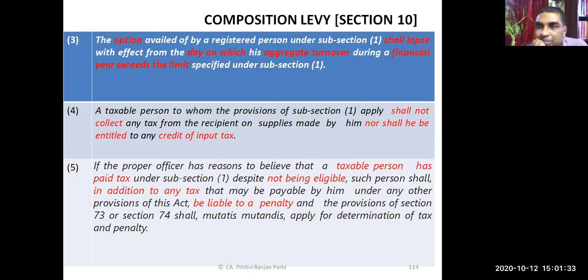If the proper officer, the department officer, has reason to believe that the taxable person has paid tax under the composition scheme even if he is not eligible, then he has to pay the proper tax. In addition, he may be liable to pay penalty also. Meaning, if the composition levy is not applicable to someone, still he is paying taxes under the composition scheme, so he has to pay regular tax, plus the penalty as applicable. Right? Understood up to this?